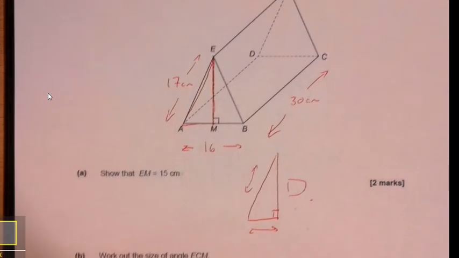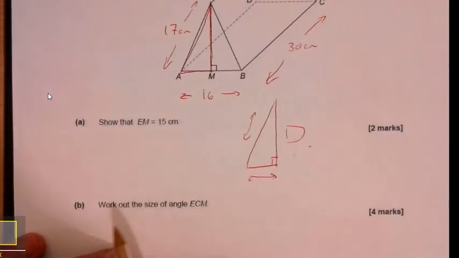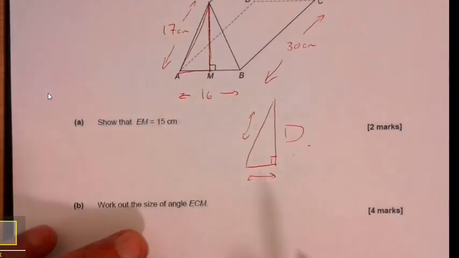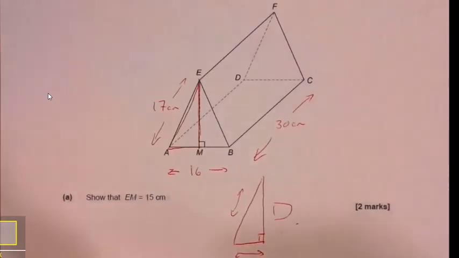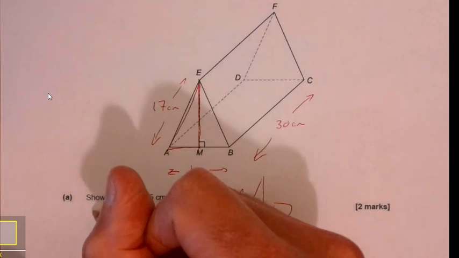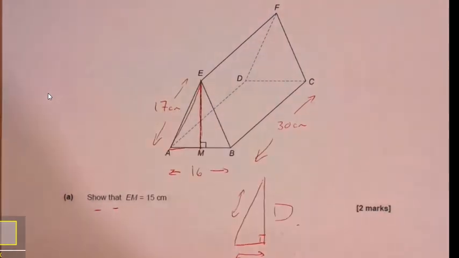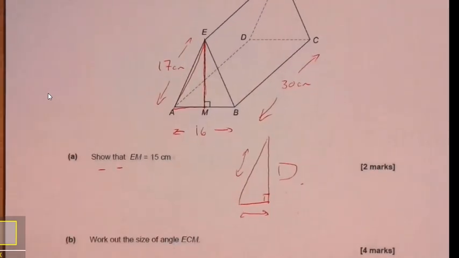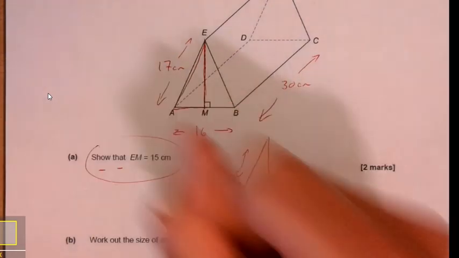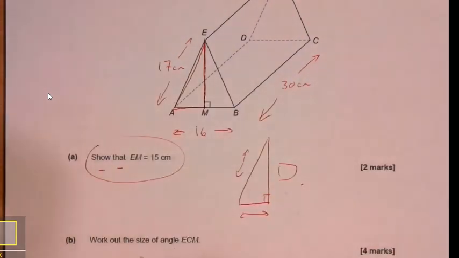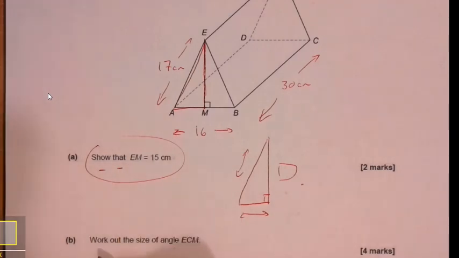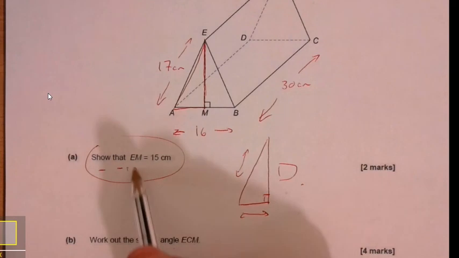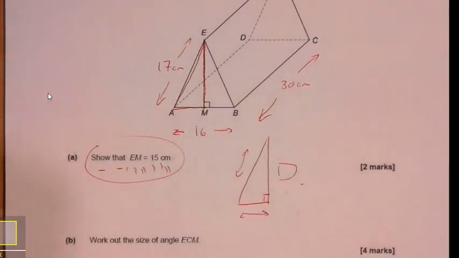Now the last bit of the question, part B, it says work out the size of angle ECM. So again, another useful tip about questions. You see here, it says show that. Part A says show that. You're going to need that number. That's why they've said it like that. Because if you couldn't do that, then you wouldn't be able to do anything with part B. So wherever it says show that, and you've got a bit that comes after, you can guarantee that you need that little bit of information just there.